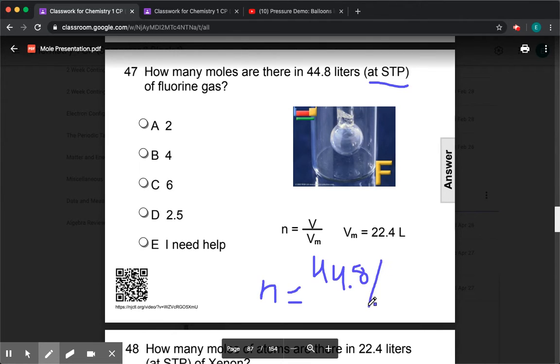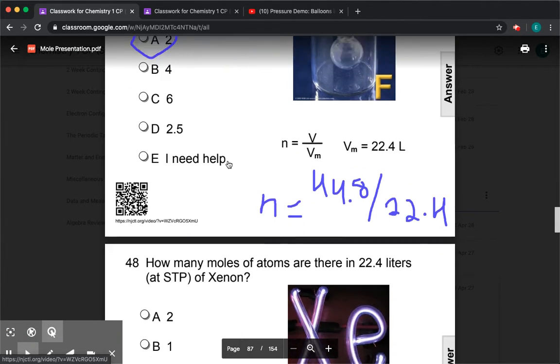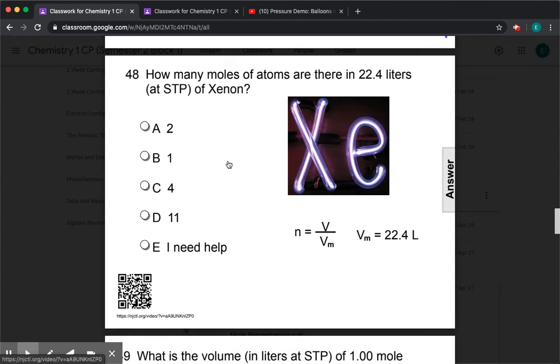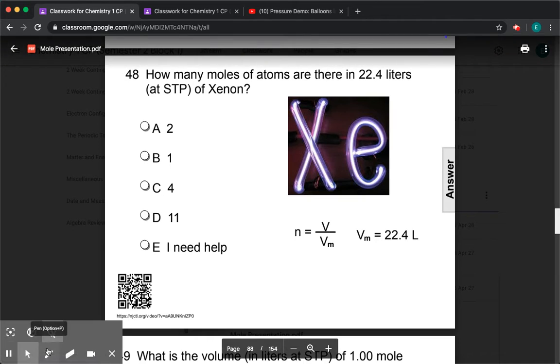And then we're going to be dividing that by Vm, which is 22.4. And if you put that into your calculator, you are going to get 2. Okay. So this is the exact same stuff you've been doing already. We're now just doing it with volume instead. How many moles of an atom? So how many moles of atoms are there in 22.4 liters of xenon?